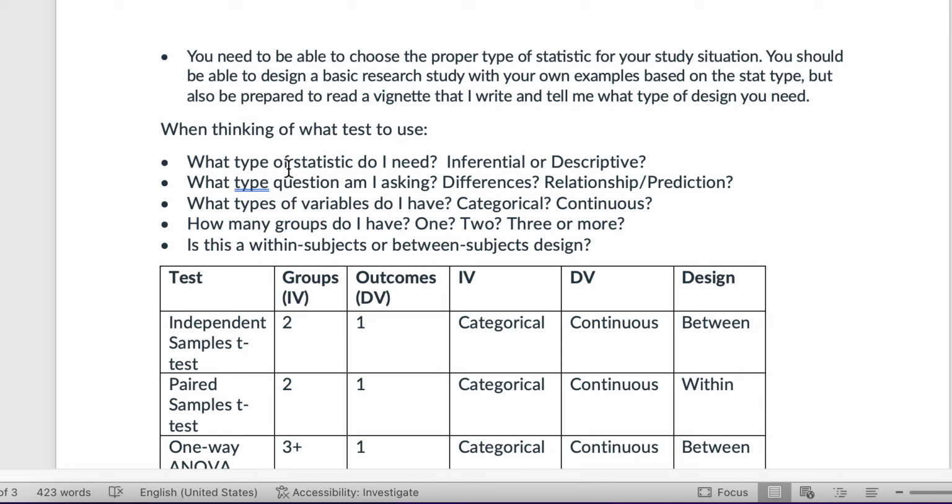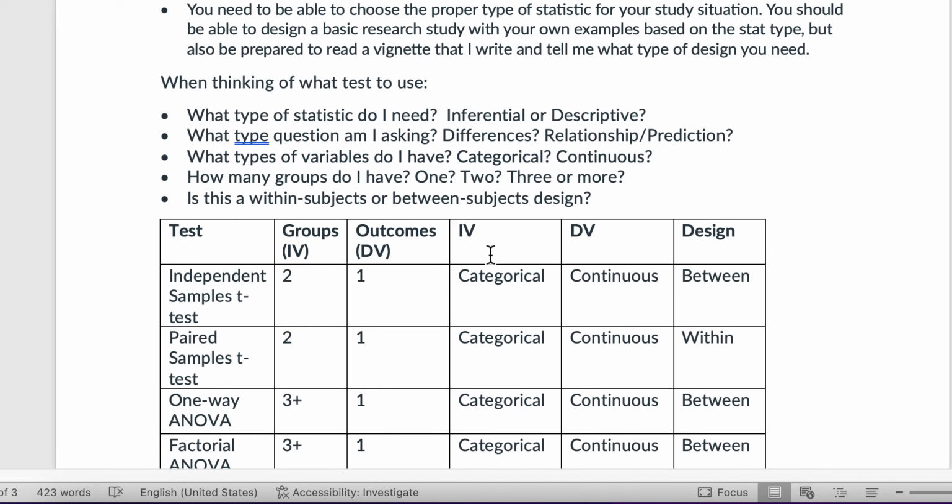You also need to be able to choose the proper type of statistic in a study situation. If I say design a study where you're using an independent samples t-test, you need to be able to design a study around an independent samples t-test. Just like a general study where you tell me what your hypothesis is, what the variables are, and so on. You also need to be able to do the same thing backwards. If I give you the information about a study, you should be able to say, oh, this type of test should be used in that situation. Both of those are equally important. So please practice that. You should know these things for your final exam.